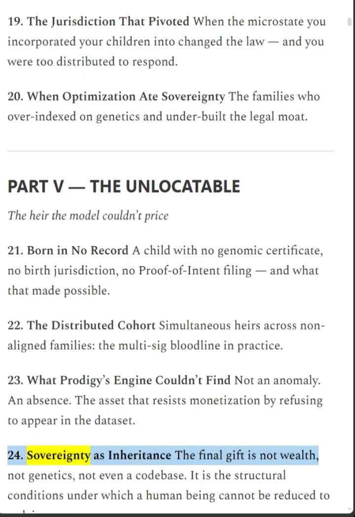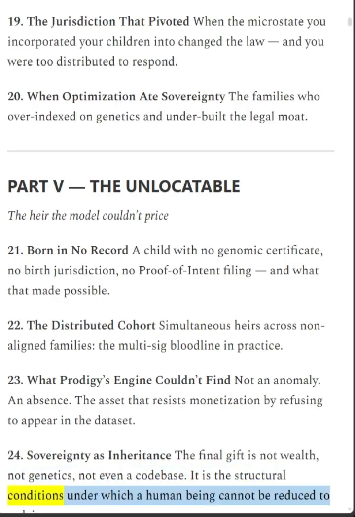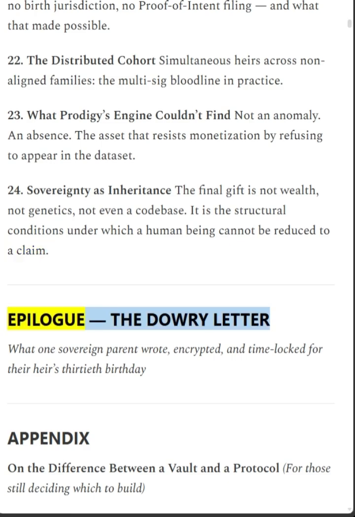24. Sovereignty as inheritance. The final gift is not wealth, not genetics, not even a code base. It is the structural conditions under which a human being cannot be reduced to a claim. Epilogue: the dowry letter. What one sovereign parent wrote, encrypted and time-locked for their heir's 30th birthday. Appendix: on the difference between a vault and a protocol, for those still deciding which to build.